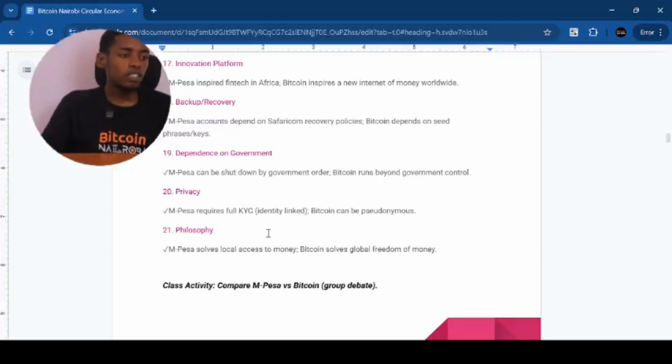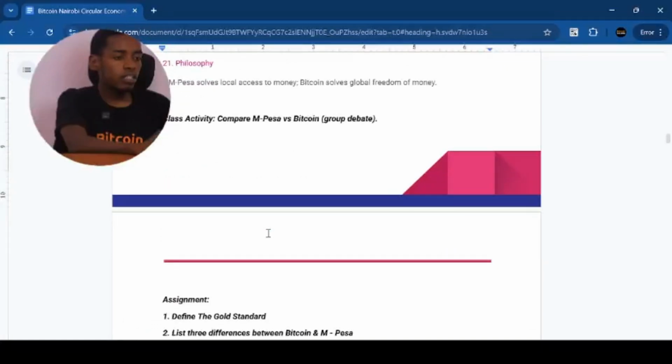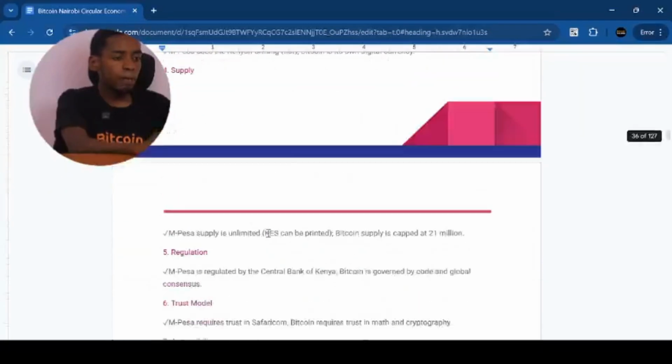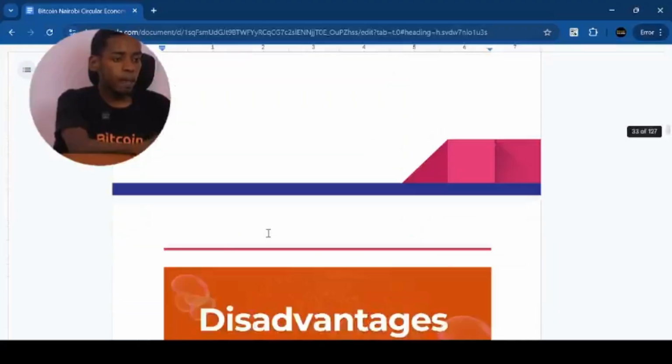Number 20, privacy. M-PESA requires full KYC, identity-linked KYC. That is, you need either a passport or an ID card. But Bitcoin can be spent anonymously. So number 21, philosophy. M-PESA solves local access to money. Bitcoin solves global freedom of money. So those are the differences between Bitcoin and M-PESA.